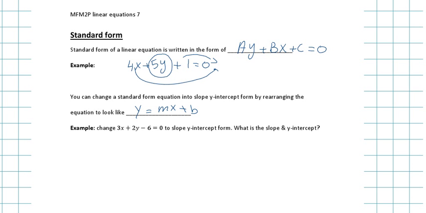So basically, to go from standard form to y equals mx plus b, isolate for y. Okay, this is what you need to do. Isolate for y. Leave y by itself. Move everything else.